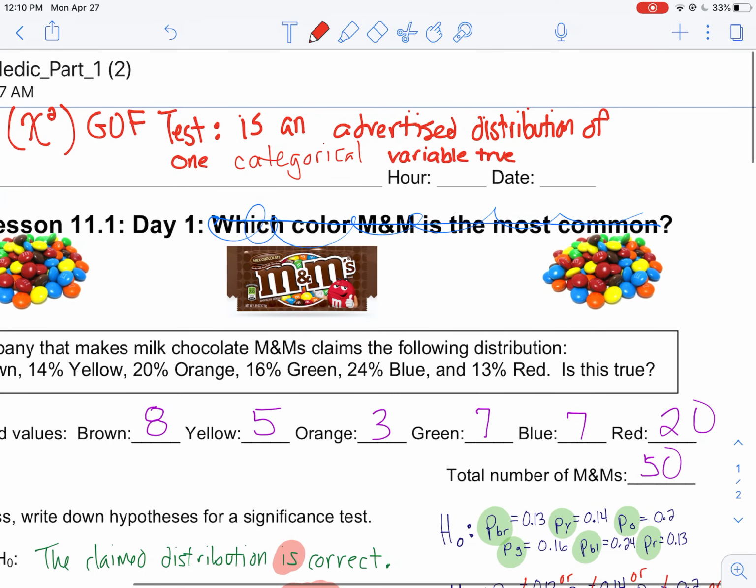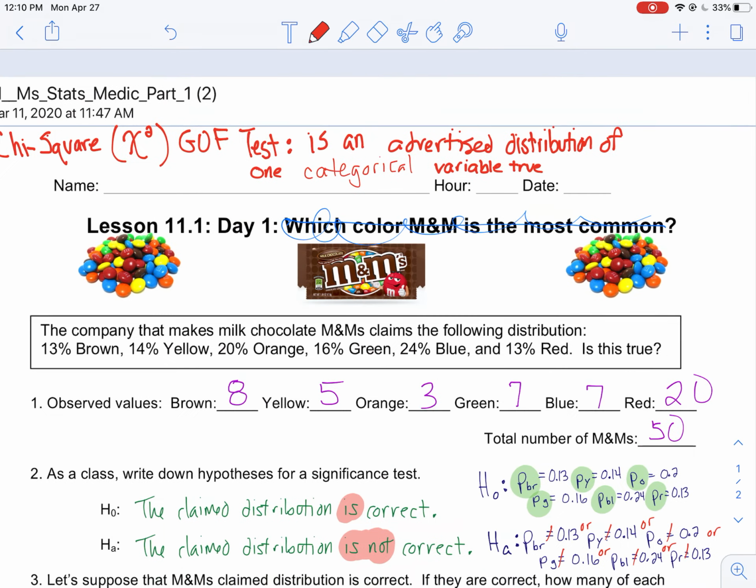You will notice that I already dumped my 50 M&Ms out, and I counted them. If you want to do the same, you can. If you don't have M&Ms handy, you can just use the numbers that I have. I counted out 8 brown, 5 yellow, 3 orange, 7 green, 7 blue, and 20 red. I ended up getting a lot of red M&Ms and not that many orange.